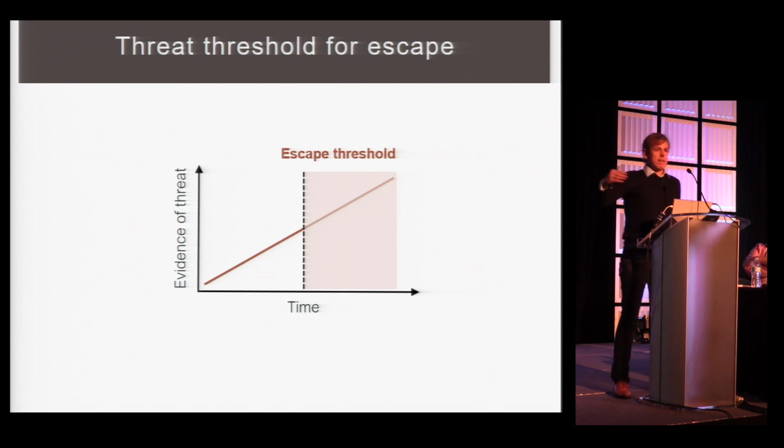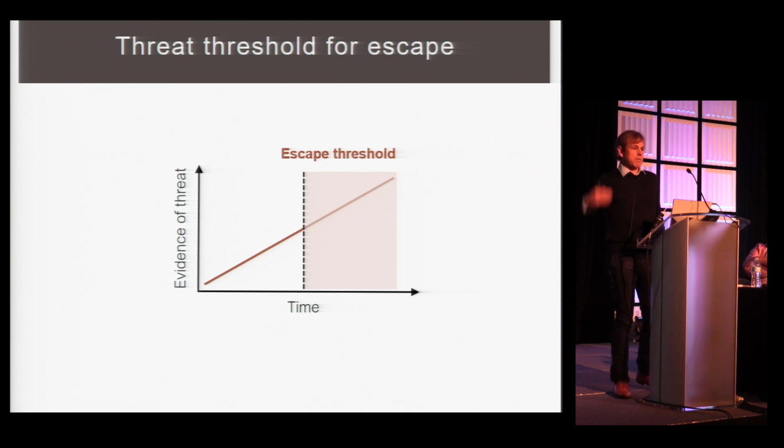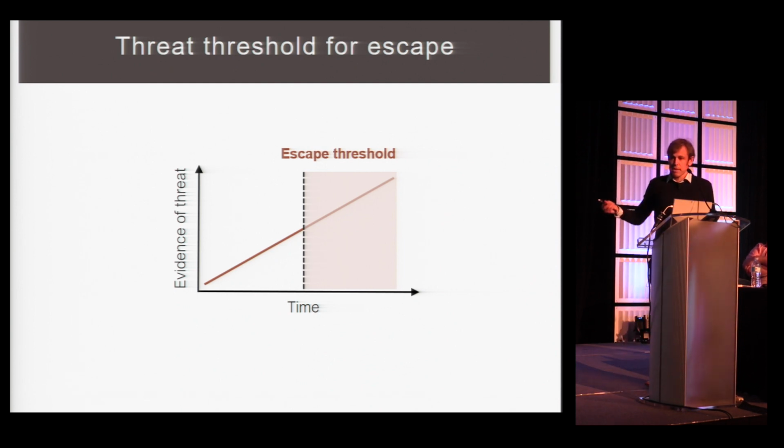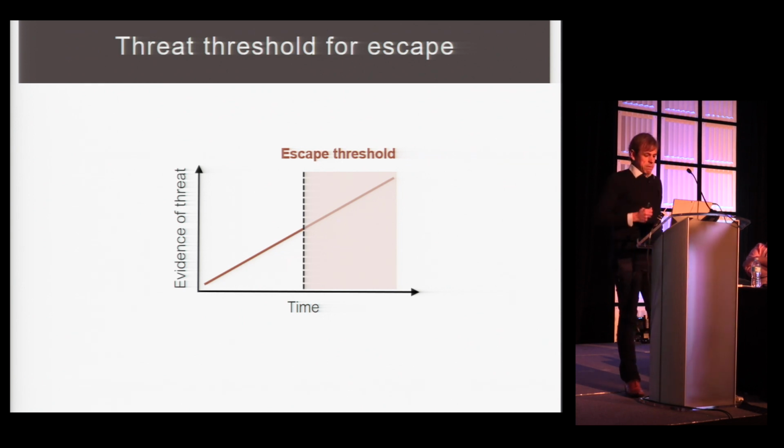In the case of the iguana, the snake got a little bit too close, and then the iguana escaped. And so this is what we'd like to understand, and this is what I'll talk about today. How does the brain compute this threshold for initiating escape? And in mammals, there's very little known about this.